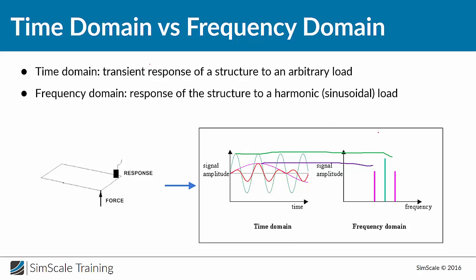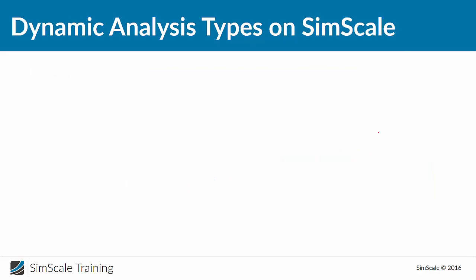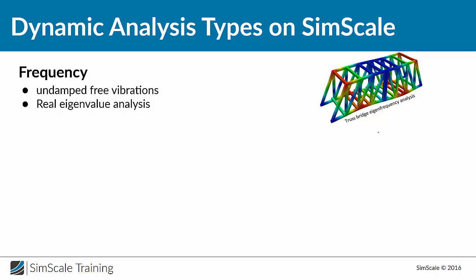And depending on the application, you should use time or frequency domain. The example at the beginning we had was a drop test. It's definitely a case for time domain, while when we have rotating parts like in turbo machinery, we should use frequency domain. And now let's put it in a nutshell and talk about all dynamic analyzer subtypes on some scale.